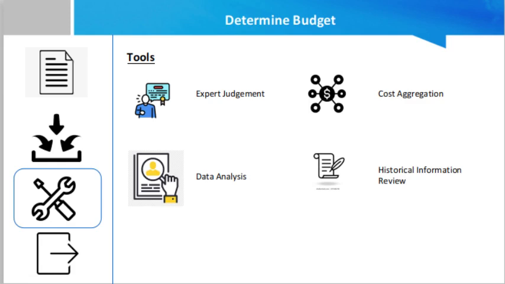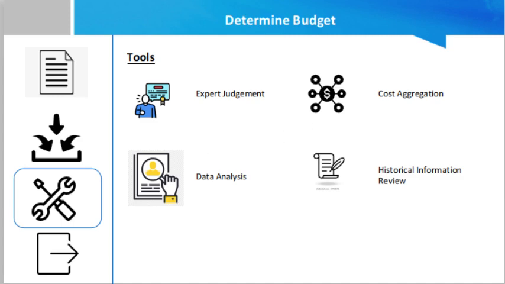Now the tools. The first tool is expert judgment. Basically, friend, expertise should be considered from individuals or groups with specialized knowledge or training. Then cost aggregation. Cost estimates are aggregated by work packages in accordance with the WBS. The work package cost estimates are then aggregated for the higher component levels of the WBS, such as control accounts, and ultimately for the entire project.